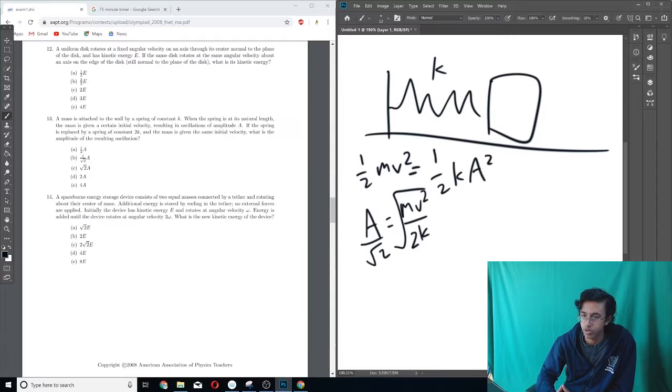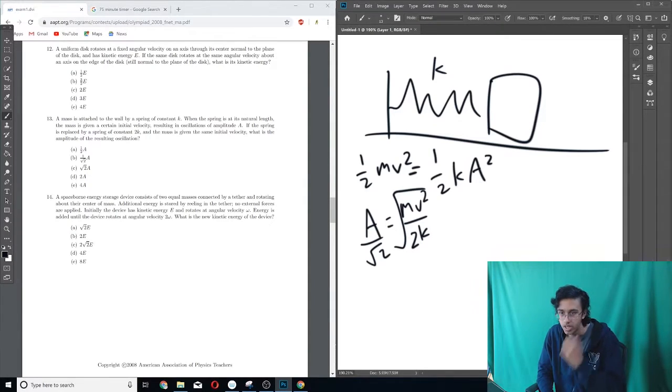No external forces are applied. Initially, the device has kinetic energy E and rotates at an angular velocity omega. Energy is added until the device rotates at an angular velocity 2 omega. What is the new kinetic energy of the device?